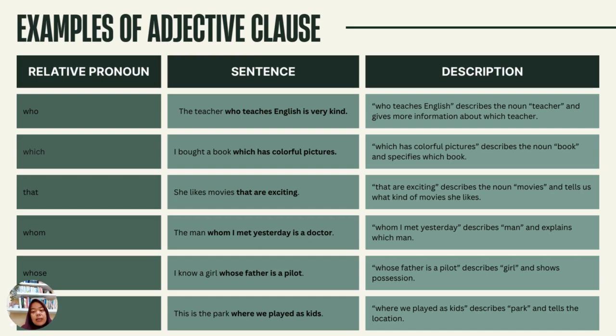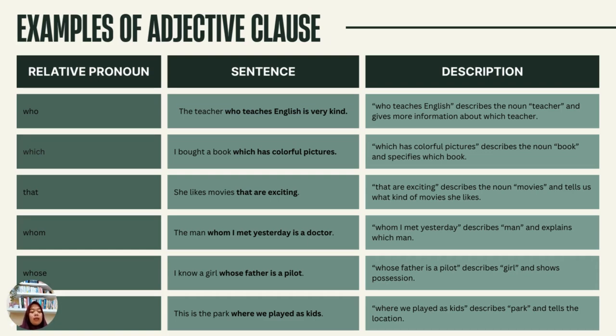And then the fourth example, the sentence: The man whom I met yesterday is a doctor. The relative pronoun in that sentence is whom. Here, whom I met yesterday describes the noun man. Whom is used because the man is the object, the one I met.